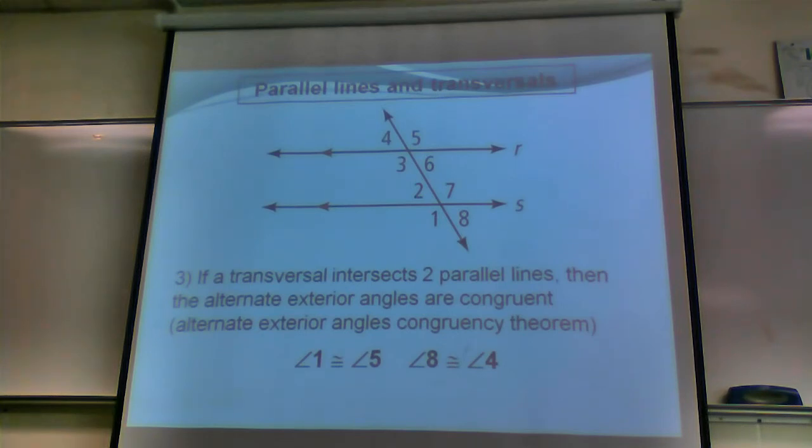Now, the only one that I haven't put up there in order is the same side interior. If I look at the picture, my same side interior angles are angle 2 and angle 3 right there. Just looking at them, do they look like they're the same? No. So that's the only one that doesn't fit the whole congruency mold. Like all the rest of them, corresponding angles, alternate interior, alternate exterior are congruent. Same side interior is the only one that's not.